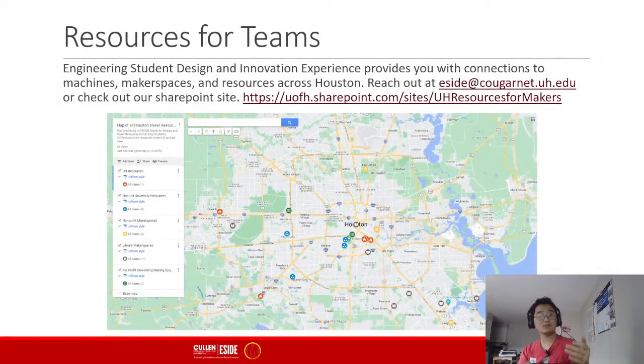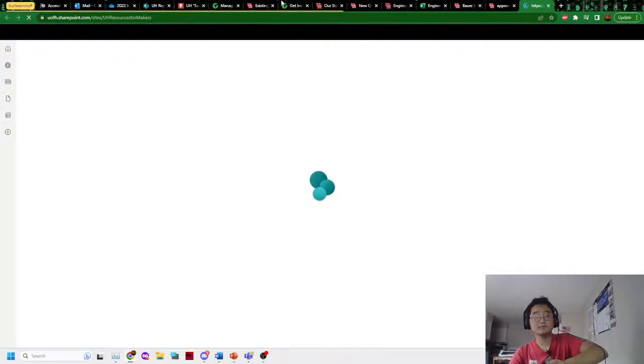There are a lot of spaces available across, not just on campus, but across Houston that you can use in order to build things or work with your hands or do other projects. The Engineering Student Innovation Design Experience Group, run by Dr. Burleson, provides you with easy connections to access machines, makerspaces, and resources across the University of Houston. Reach out to UH at ESIDE@cougarpaw.uh or check out our website, which is right here.